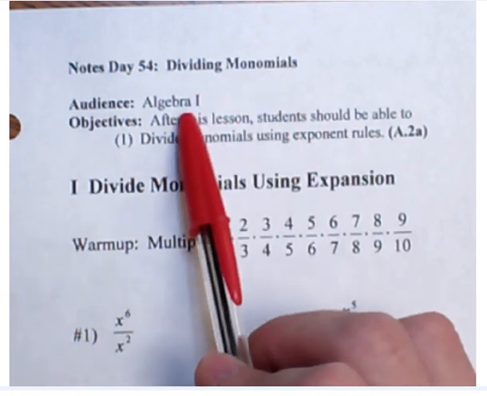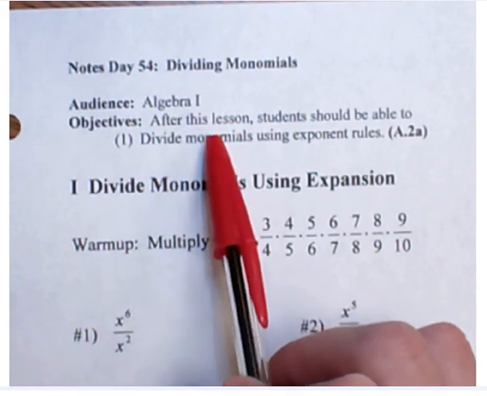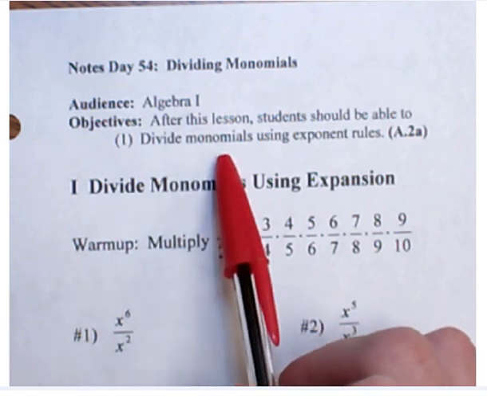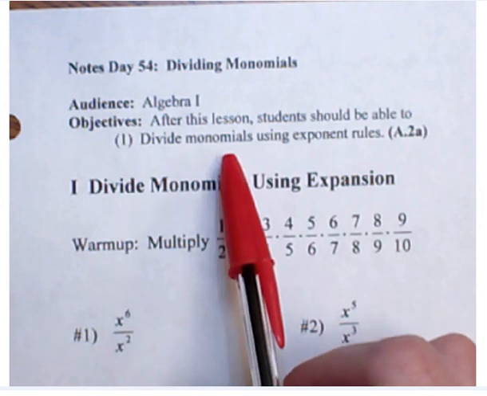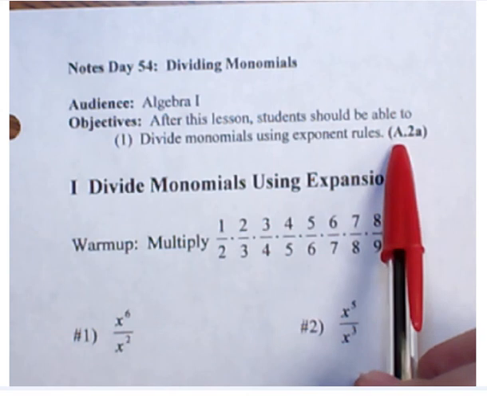So, Algebra 1 objectives. After this lesson, students should be able to divide monomials using exponent rules. And this is actually the SOL standard A.2 Part A.